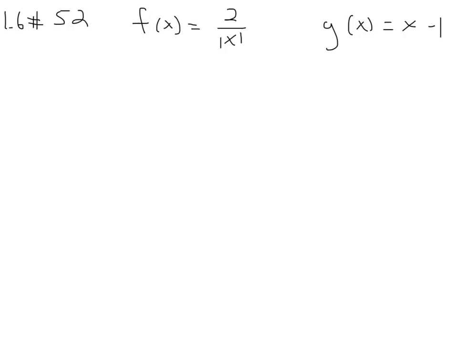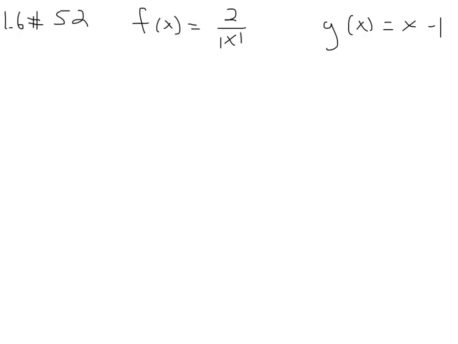1.6 number 52. We're given two functions. f of x is 2 over the absolute value of x, and g of x is equal to x minus 1. We're asked to determine the domains of each of our functions and of the composition function, and then to graph them and see if we got it right.